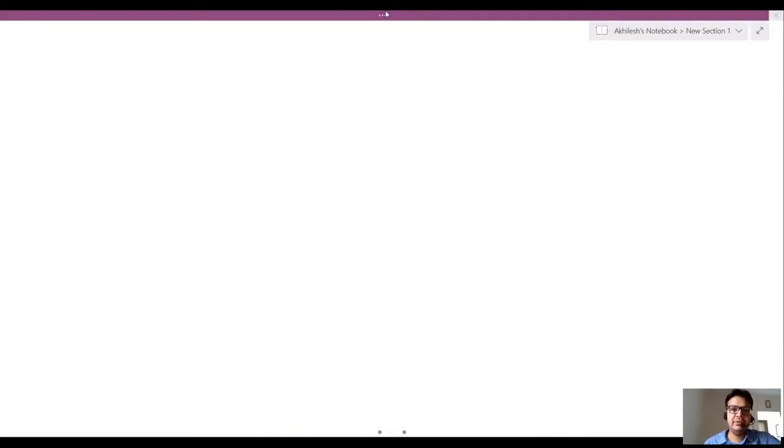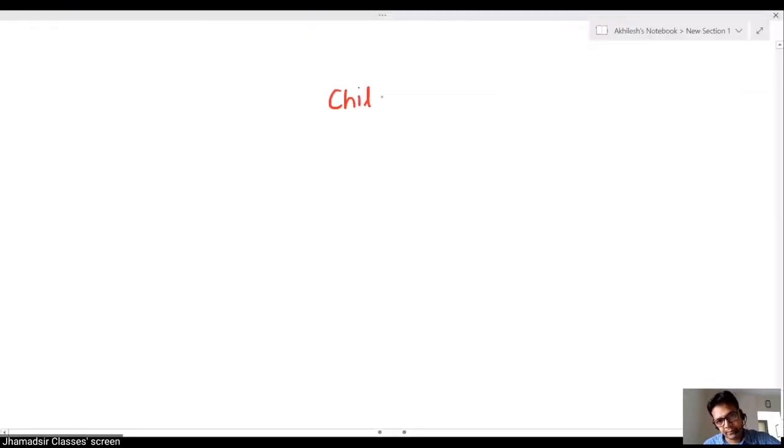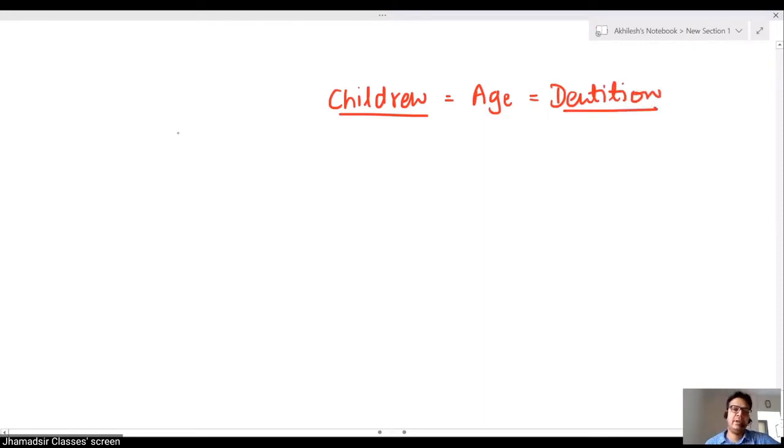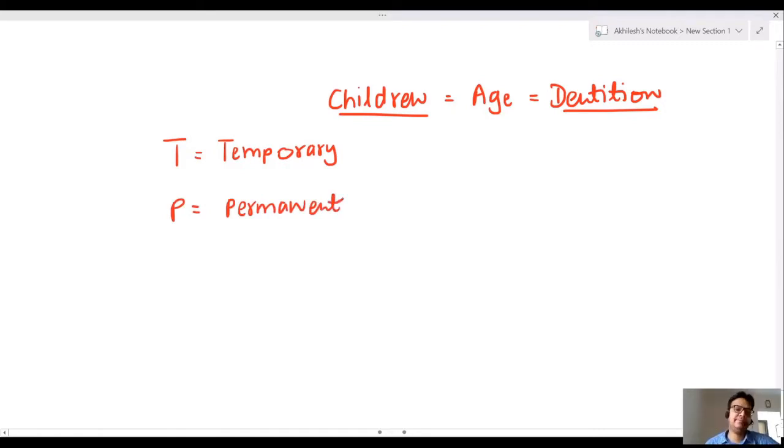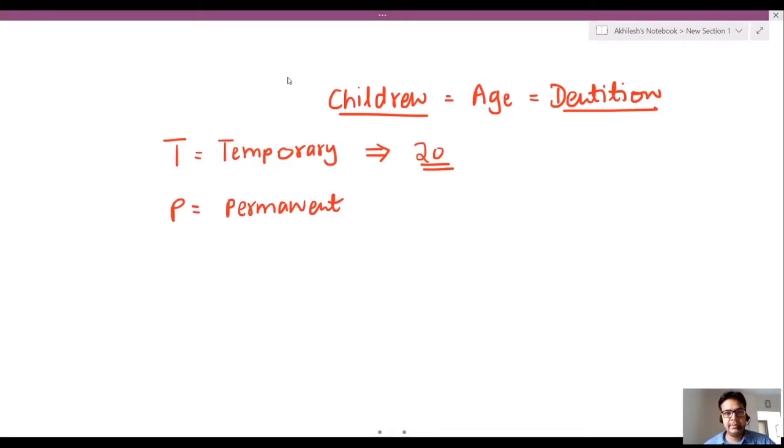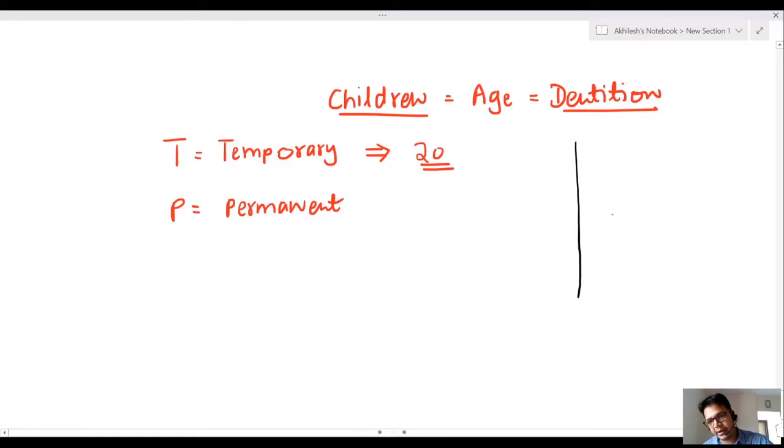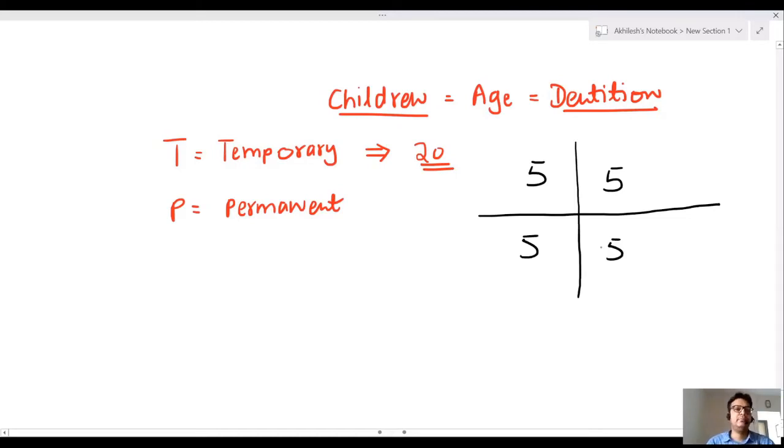Now, sir, in children, for age estimation, we use the dental formula, that is dentition. Wherever I write T, that will be temporary teeth, and wherever I write P, that will be permanent teeth. Temporary teeth are 20 in number. Every quadrant has 5 teeth. But what is the formula for these 5?